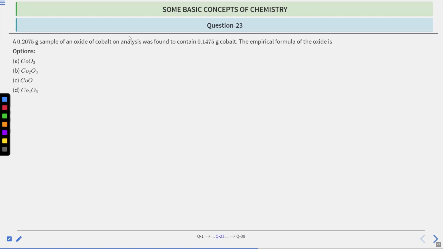Moving on to our question number 23. A 0.2075 gram sample of an oxide of cobalt on analysis was found to contain 0.1475 gram cobalt. The empirical formula of the oxide is, the options are CoO2, Co2O3, CoO, Co4O6. You have 10 seconds to solve this question by yourself. After that, we will solve the question.